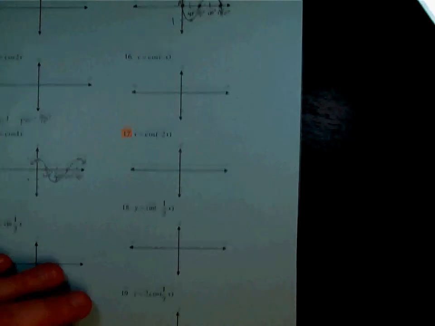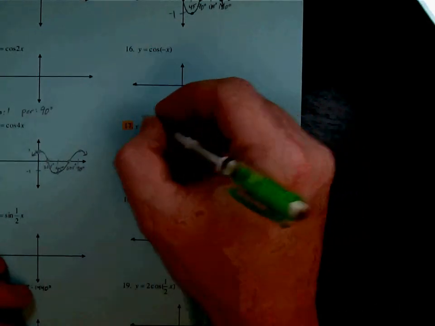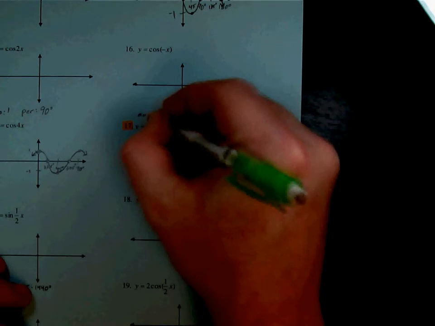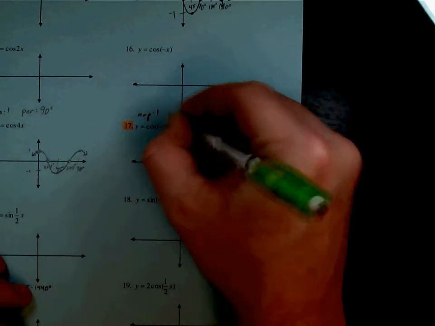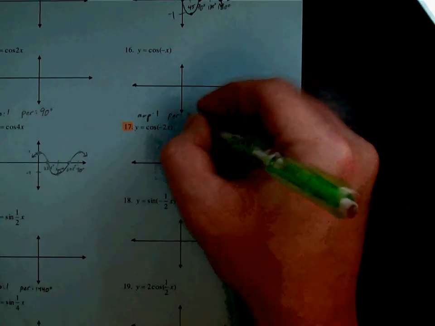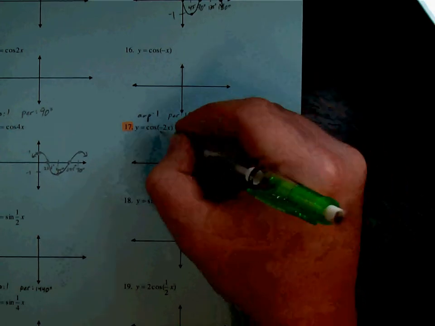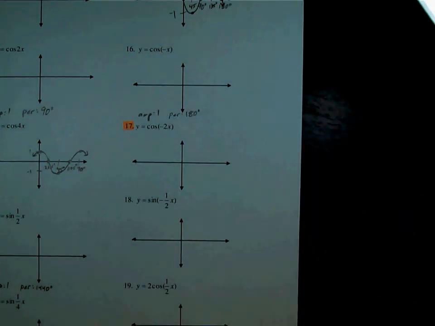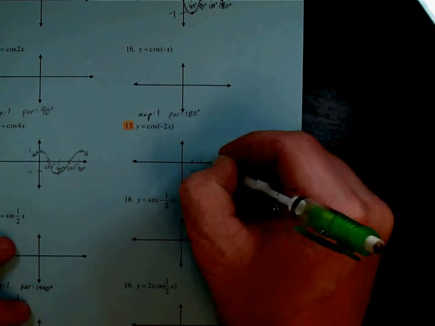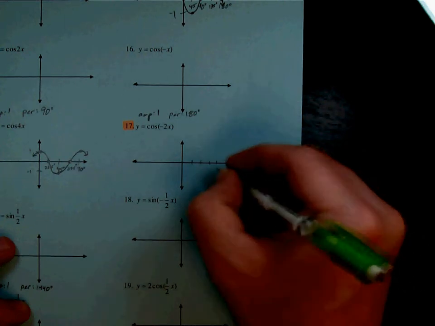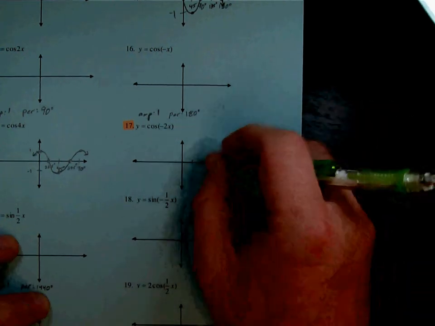Number 17. It's going to work similarly. Amplitude is 1. Period 360 divided by 2 is 180. It is negative b, but it's a cosine. A negative b value doesn't affect the cosine, so it's not going to flip. It only flips when it's a sine. Oops. Sorry, this is a 180.